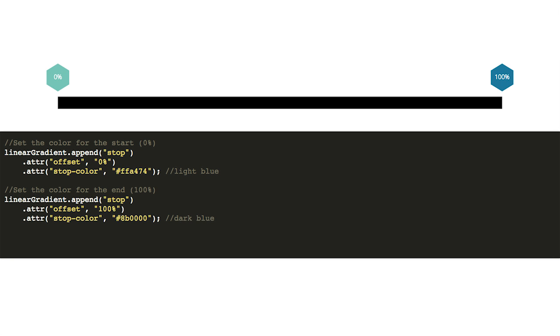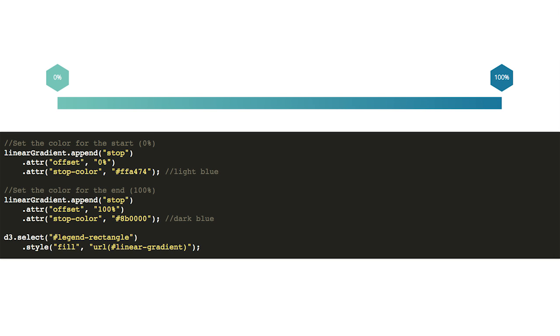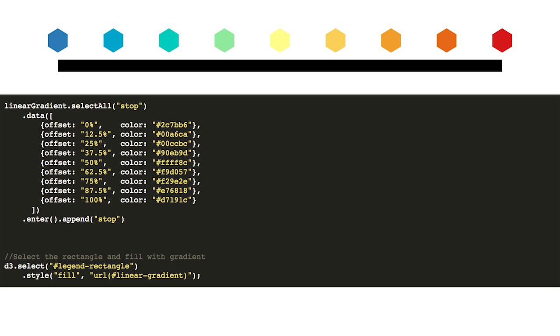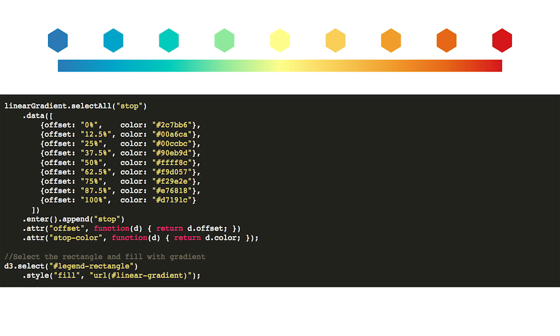So let's go back to that linear gradient right after setting its horizontal direction. And now I'm going to supply it with a data set that contains the offset and the color for all of the colors. And then D3 will create a stop element for each of these. And then I need 2 more lines to set the stop and the offset. And D3 will just fill that in by using the data that is now attached to the gradient.